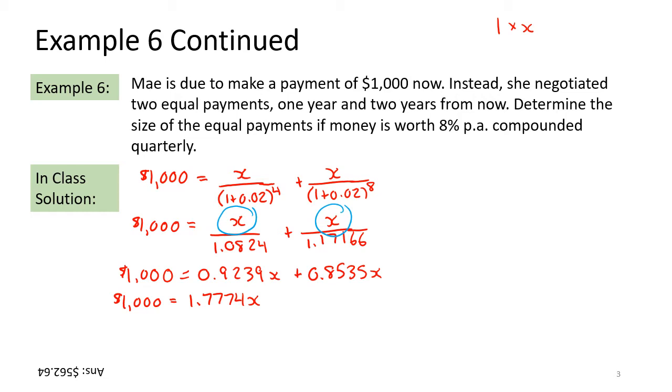And to do that, you need to have x by itself. So we have to divide both sides by 1.7774, so that on this right side, 1.7774 divided by itself is just 1, so it cancels. And we're left with just x, and that's equal to $1,000 divided by 1.7774. And we get $562, and in this instance, 62 cents.